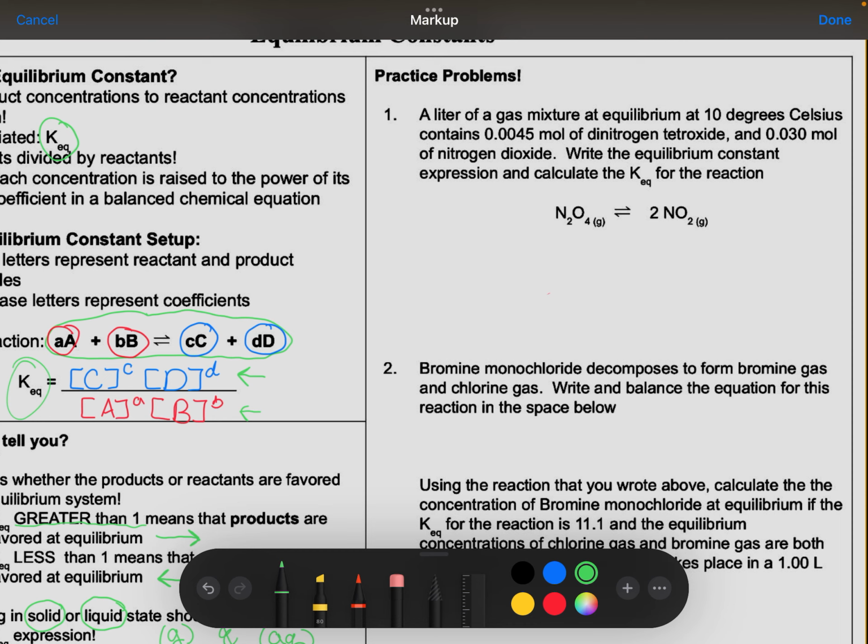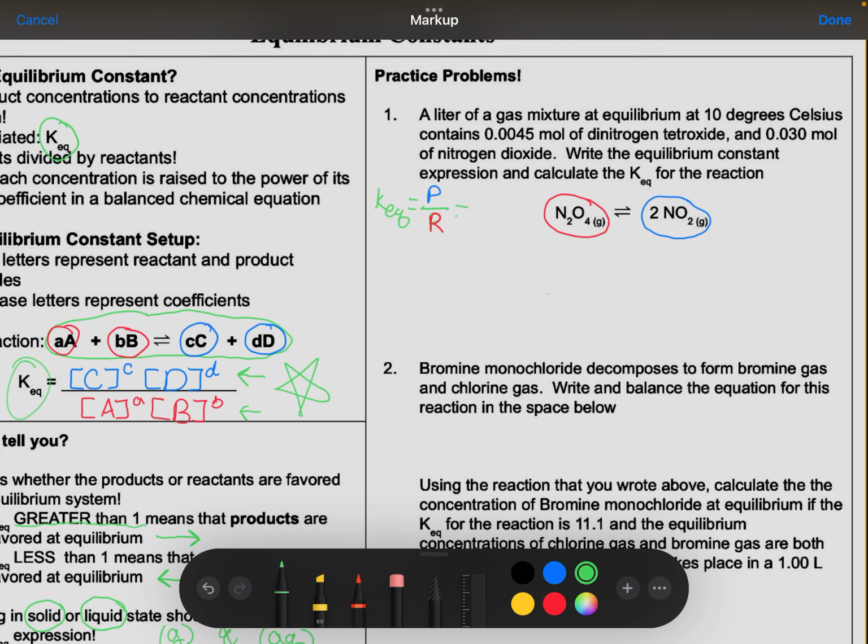Keeping in mind that we already know how to write a KEQ equilibrium constant expression, that's products divided by reactants, we're going to identify those things. We know that anything on the right-hand side is considered a product, and anything on the left-hand side is considered a reactant. In our equilibrium constant expression, I can write that out real quick. We have KEQ is equal to our product divided by our reactant.